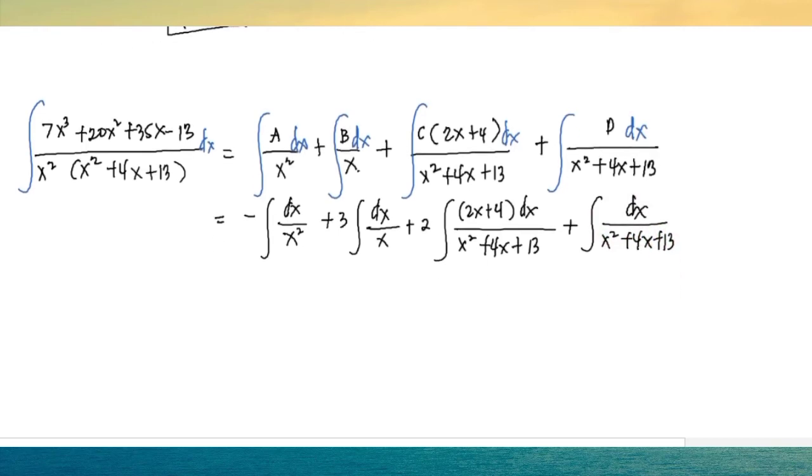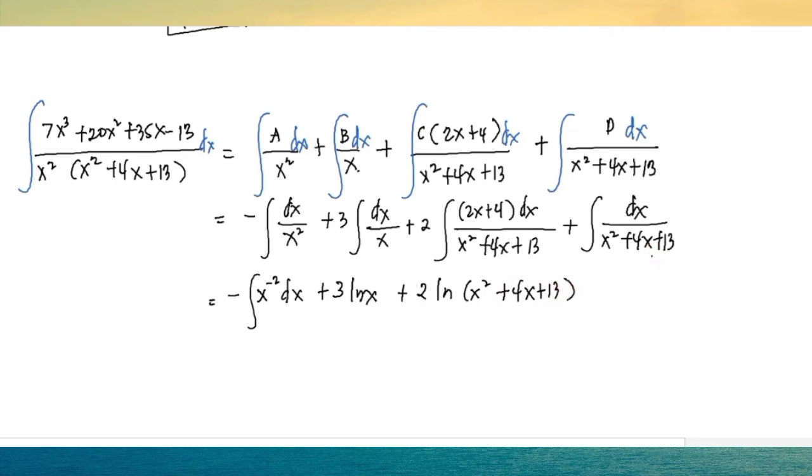Now, for the first term, i-aakyat natin yung denominator natin, and we would have negative x to the negative 2 dx plus 3, the integral of dx over x is ln x, plus 2, since the derivative of x squared plus 4x plus 13 is 2x plus 4 dx, so therefore this is just ln of the denominator, ln of x squared plus 4x plus 13.